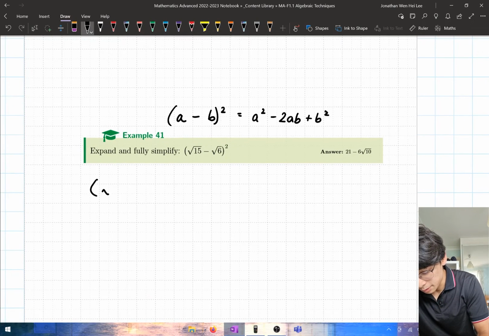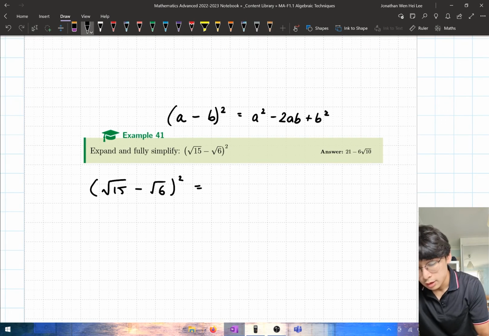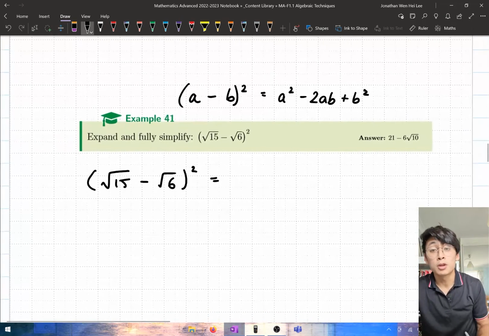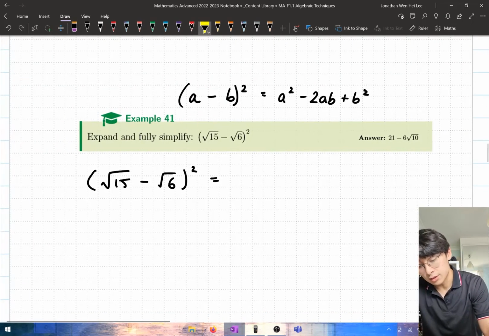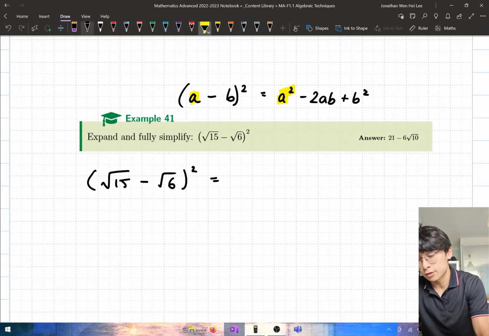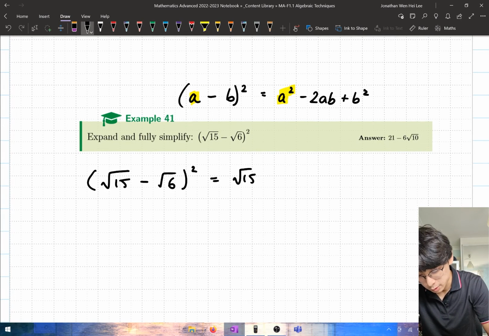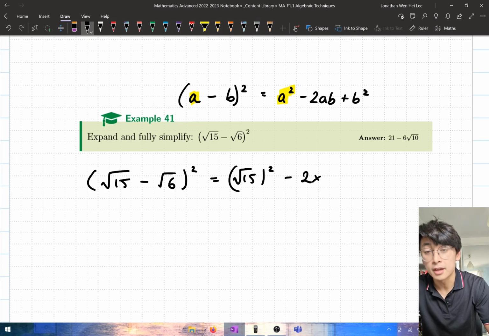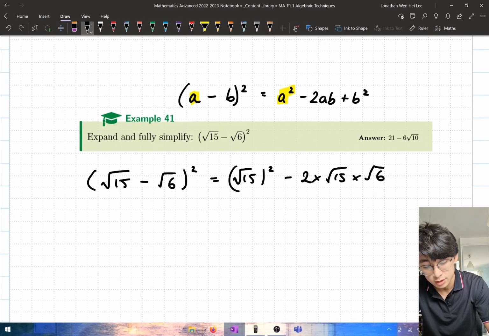So let's have a look at this example. So square root 15 minus square root 6 all squared. Using this expansion, what I'm going to do is I'm going to square the first term. So that's what this a squared tells me. I'm just going to square the first term. So it's going to be square root 15 all squared minus 2 times ab. So I just multiply the two terms together. So here's square root 15 times square root 6 plus, and the last term is just b squared. So the second term inside my bracket, square root 6 all squared.